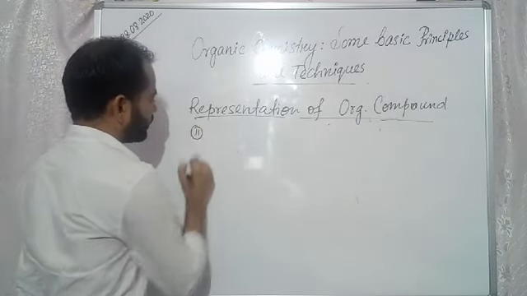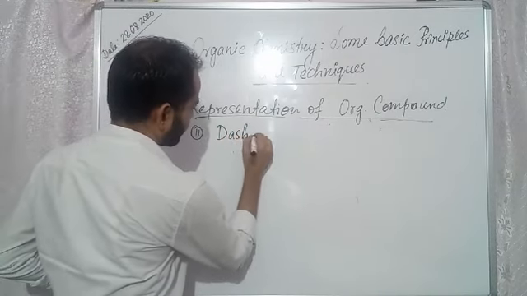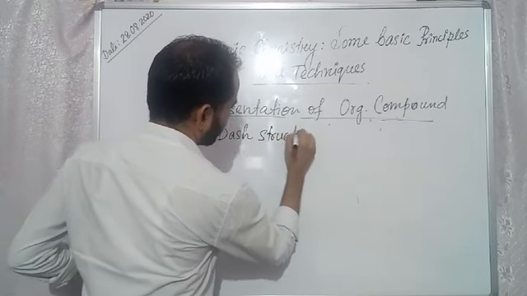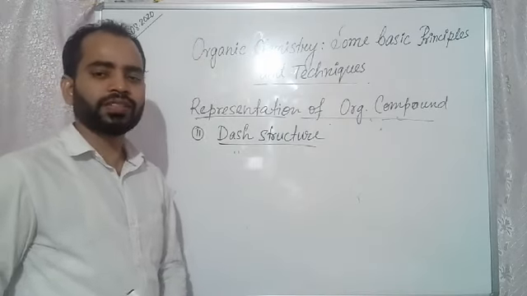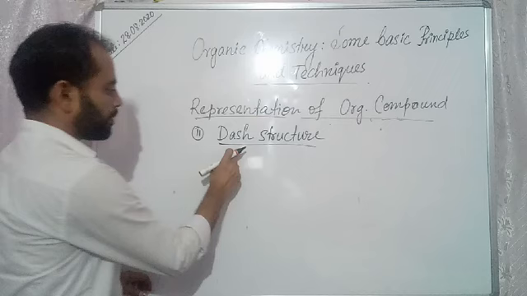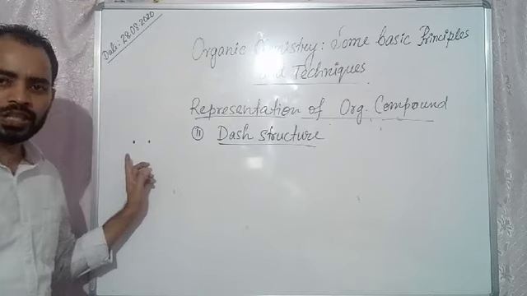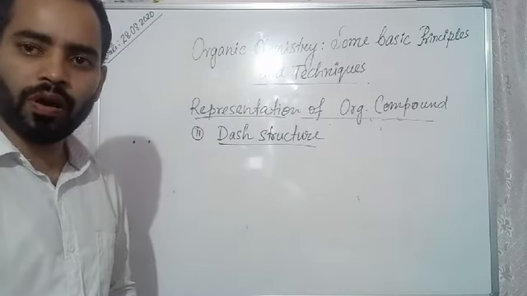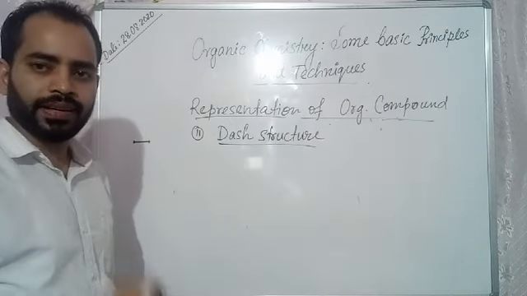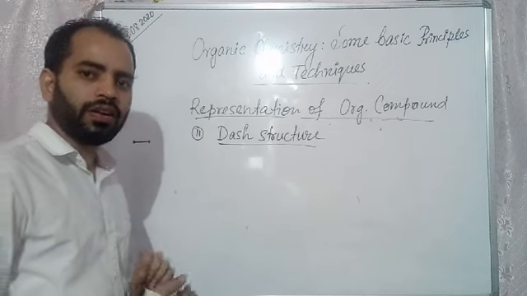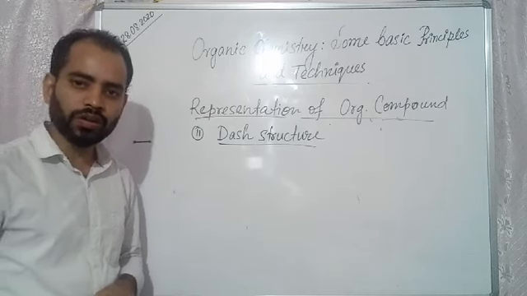Number 2, it is called dash structure, or sometimes it is called graphical structure, graphical representation. That means sharing of 2 electrons by 2 different atoms makes a bond, and this is represented by, if you join this, it is just like a dash. Therefore, it is called dash structure. That means this dash represents a bond.